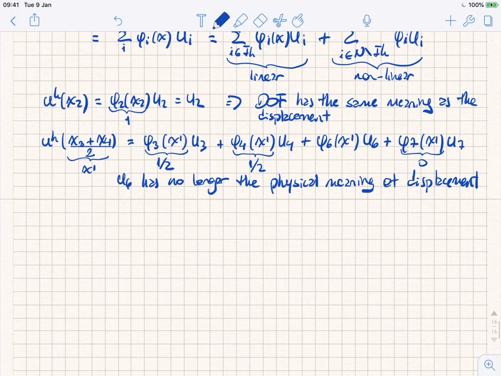In fact, what you can say is that if I apply the second derivative in this case of UH, this is going to be equal to U6 times the second derivative of phi6 evaluated at x prime. So you can say that U6 is more related to the derivatives of the field. Those degrees of freedom are more related to higher order derivatives. Okay.